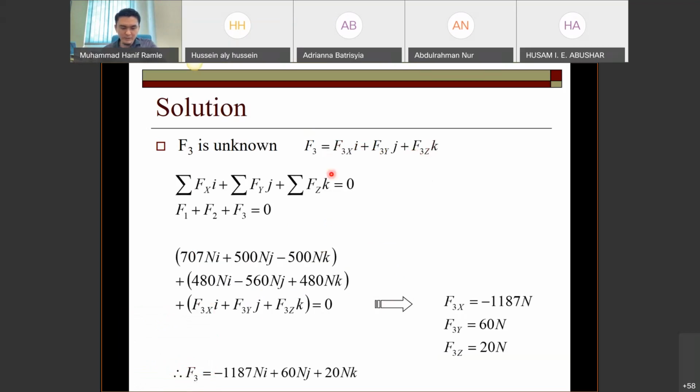We know that every single component has its own equilibrium, so each component must be equal to 0. The summation of Fx must be equal to 0. The summation of Fy must be equal to 0. The summation of Fz must be equal to 0.